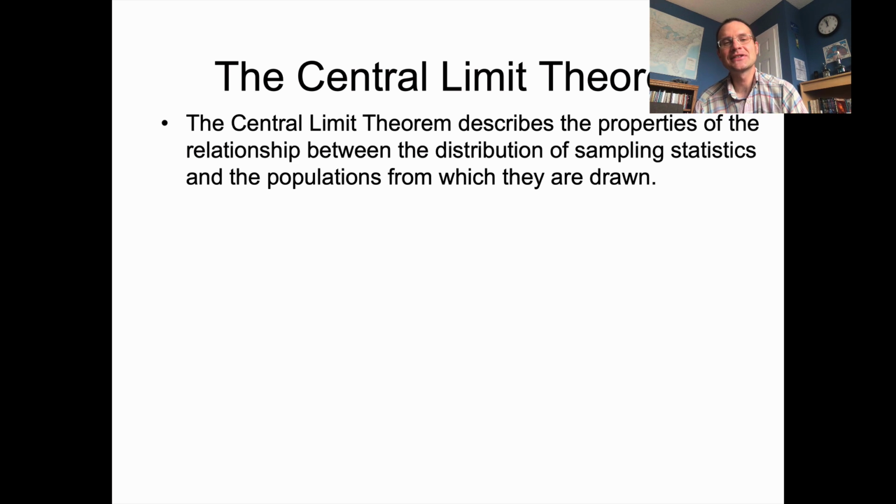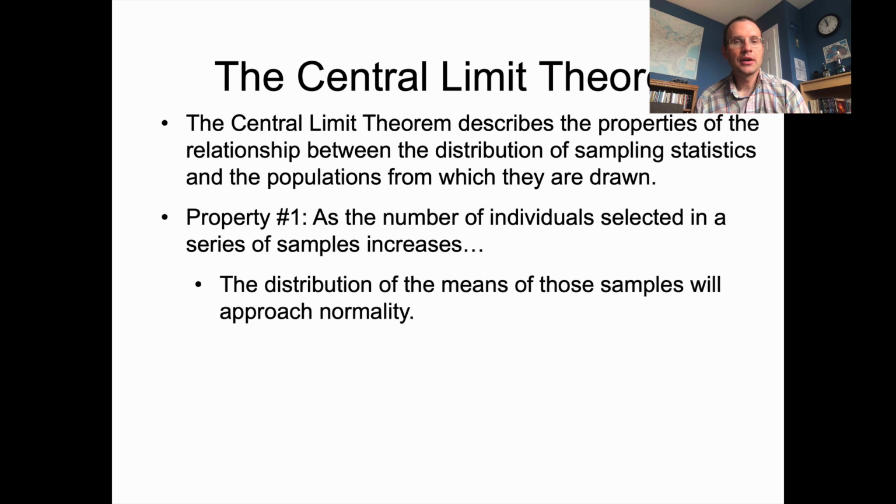All right, so the central limit theorem describes the properties of the relationship between the distribution of sampling statistics and the populations from which they are drawn. So the first property, not axiom, but property, is that as the number of individuals selected in a series of samples increases, the distribution of the means of those samples will approach normality. So this is the crucial feature to begin with: the number of individuals in your sample.